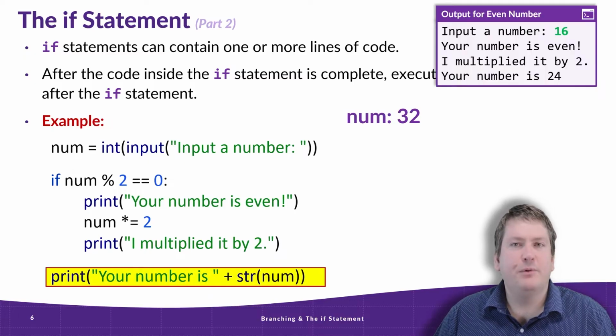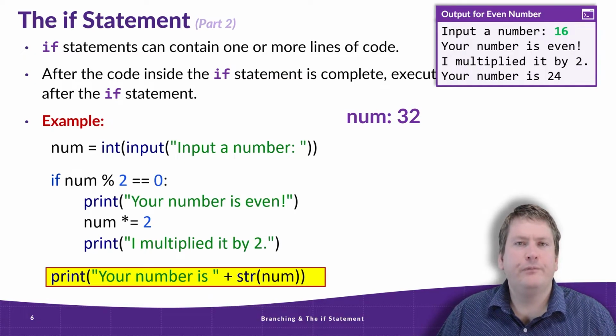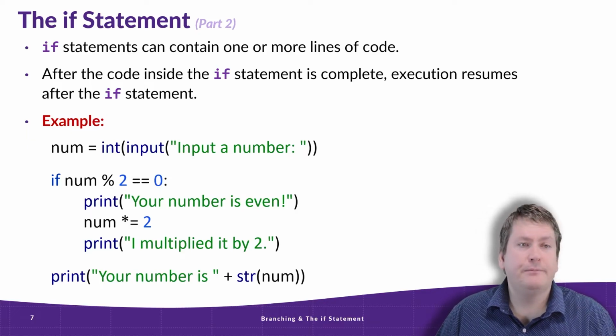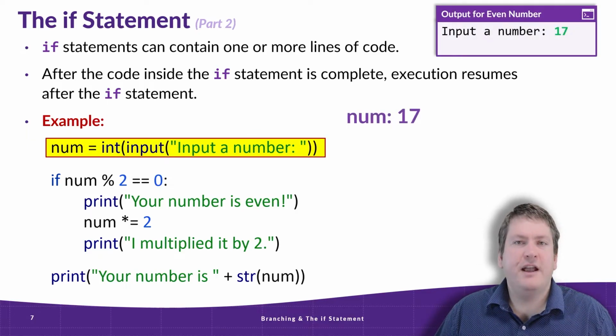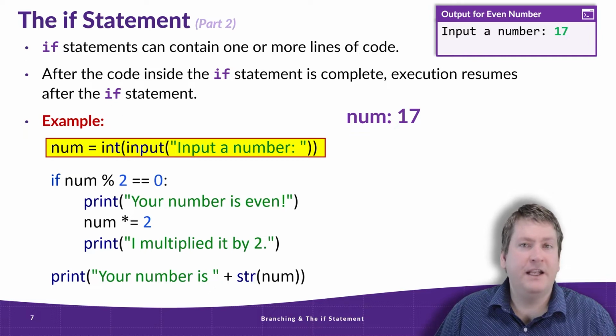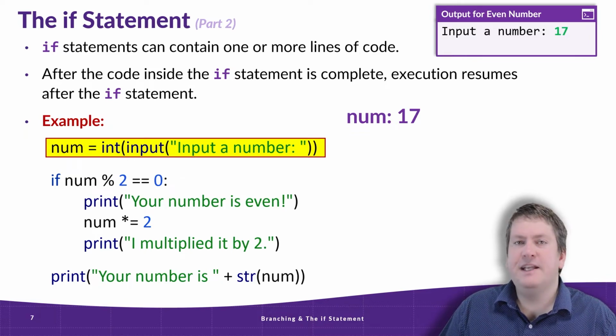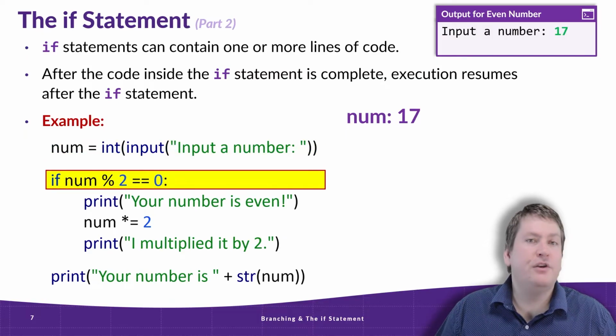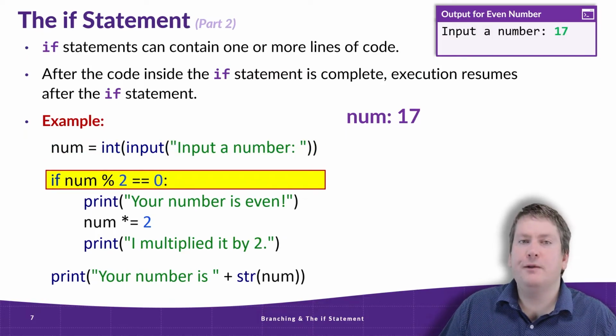And we can see that the output was your number is 24. So that was pretty straightforward, but what happens if we have an odd number? So we're going to start, and this time the user inputs 17. So we input 17 into num, and we assign it there. Next, we do num modulo 2 equals 0.